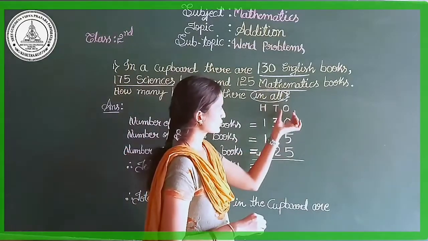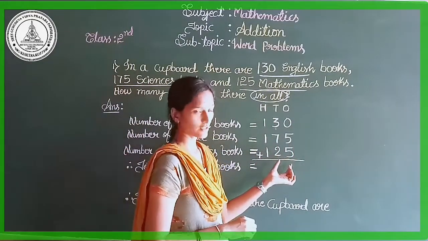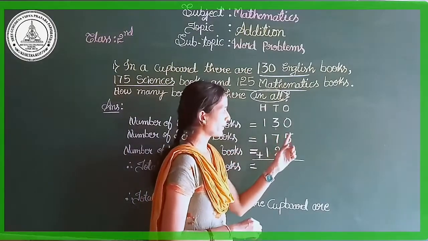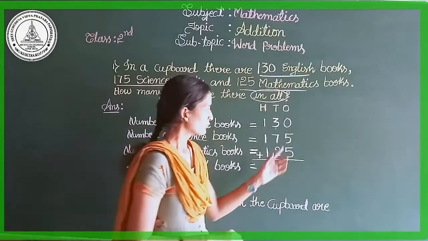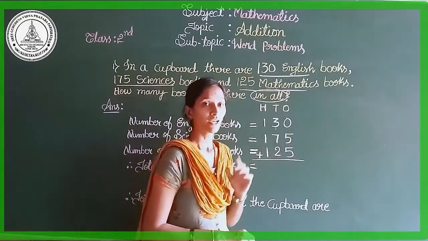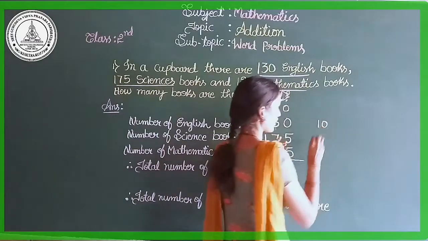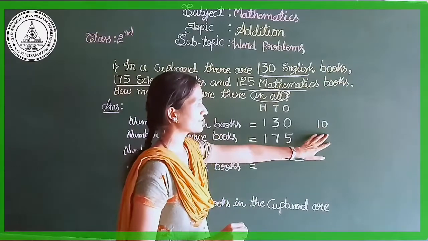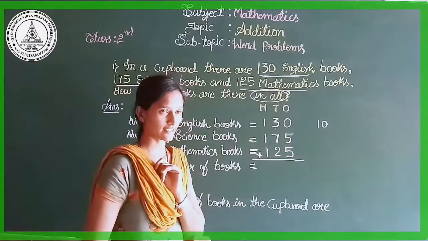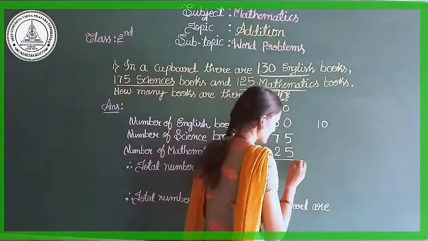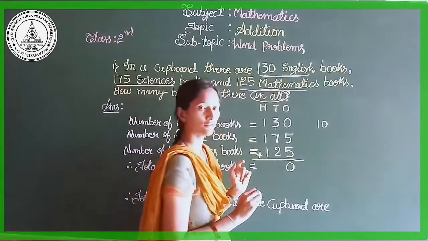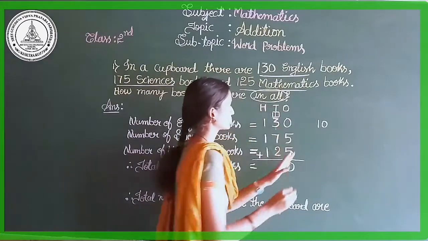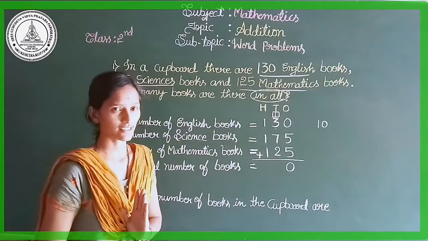Okay, see here, first you have to add the numbers in the ones column. So 0 plus 5 plus 5. 0 plus 5 is 5. 5 plus 5 is 10. So in 10, 0 ones are there and 1 ten is here. So I am writing this 0 under the ones column, and I am giving a carry 1 to the next column, that is tens.